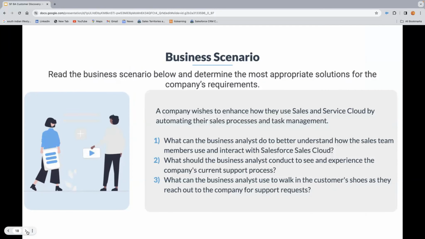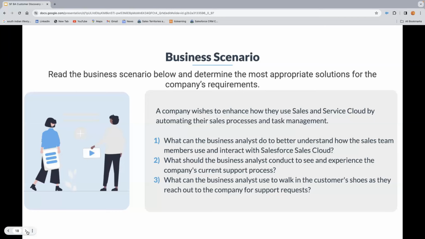We can see some scenarios. Read the business scenario below and determine the most appropriate solution for the company requirement. A company wishes to enhance how they use Sales and Service Cloud by automating their sales process and task management. Option 1: what can the business analyst do to better understand how the sales team members use and interact with the Salesforce Sales Cloud?